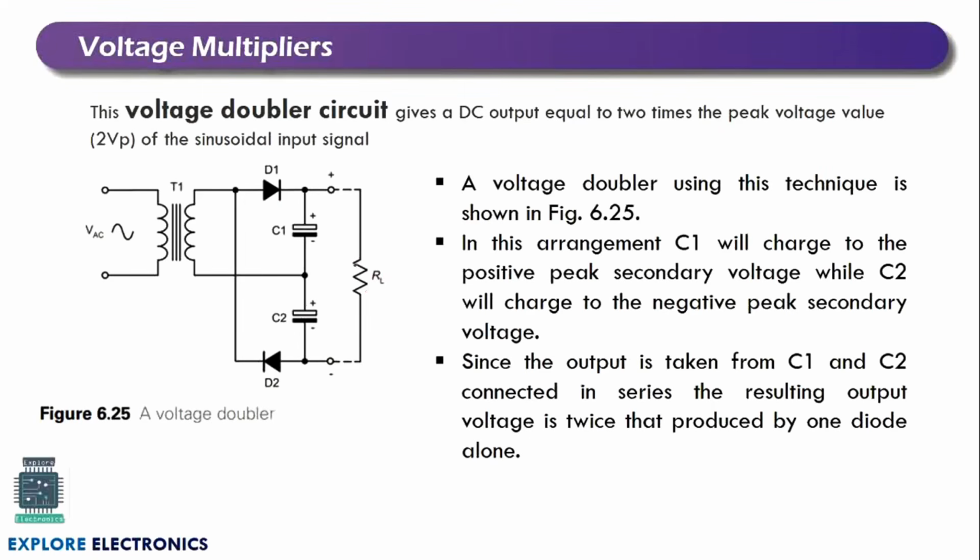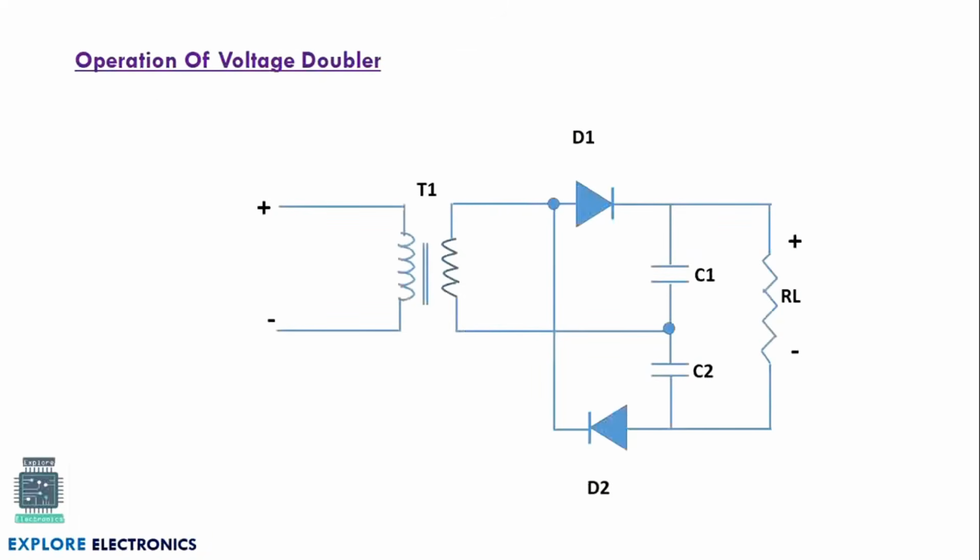Here in this arrangement, C1 and C2 are going to get charged. Across C1 and C2, if you measure the voltage, it will be doubled compared to the input. Now let us understand the working or the operation of the voltage doubler.